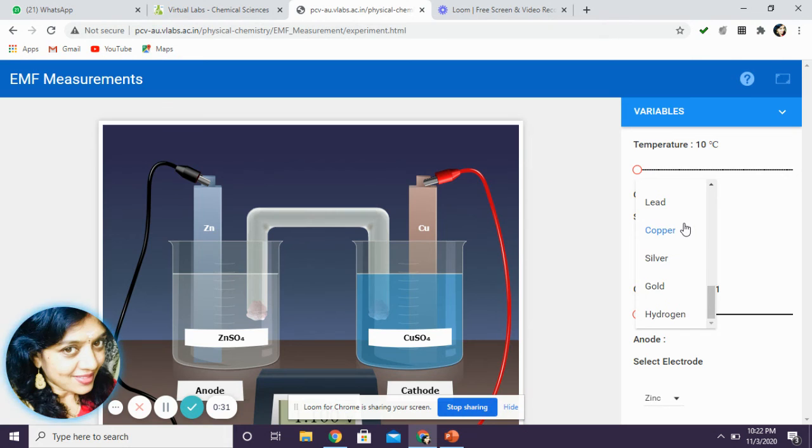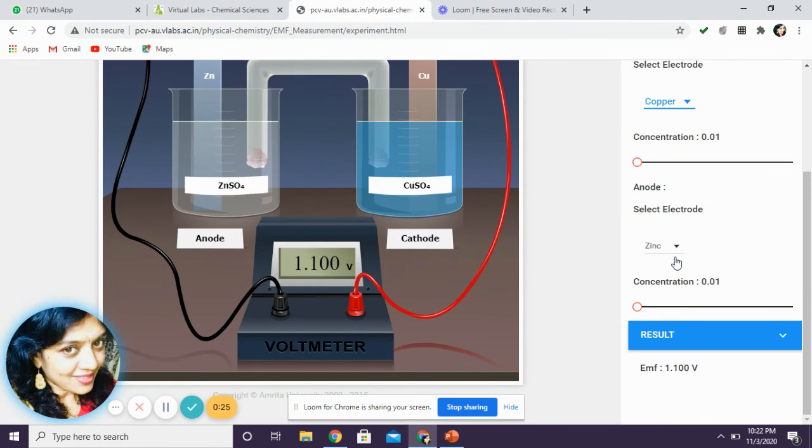Copper you can keep as cathode, anode you can keep as zinc. Now concentration you can keep somewhere around 2 point something. So the result you see, 0.950 is the voltage which you have measured. So this is about the EMF measurement experiment.